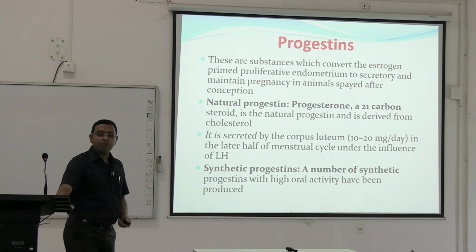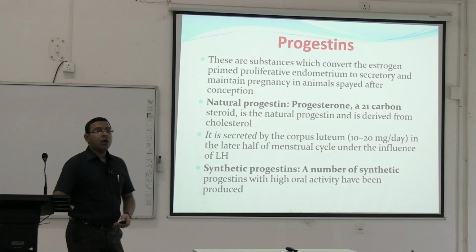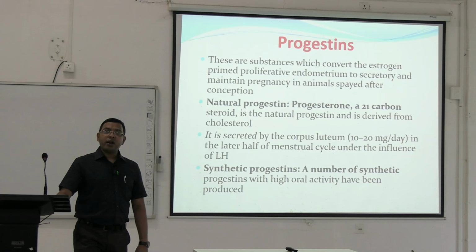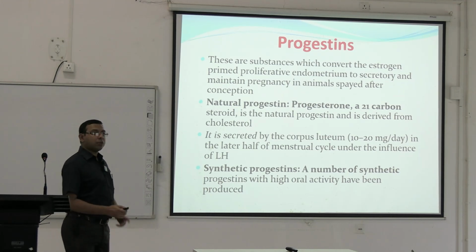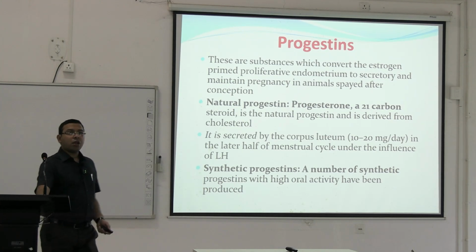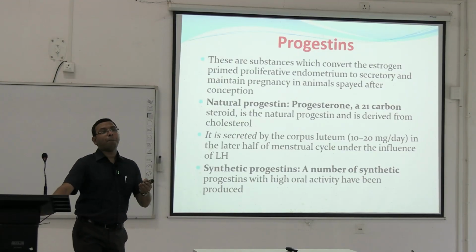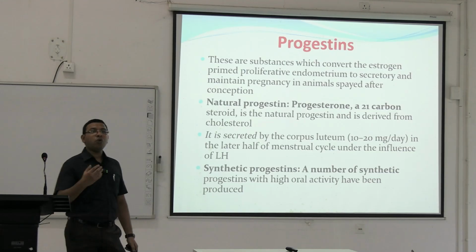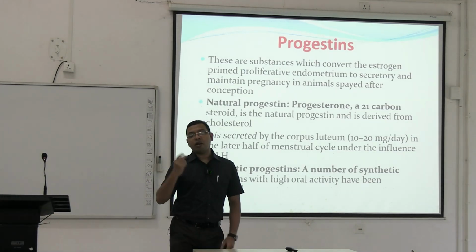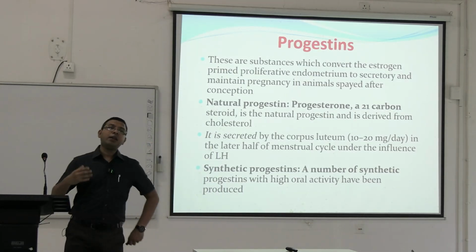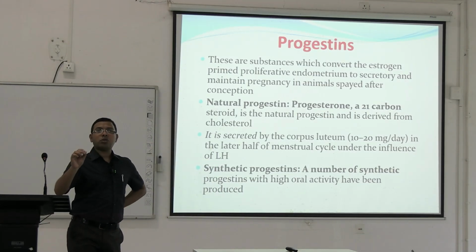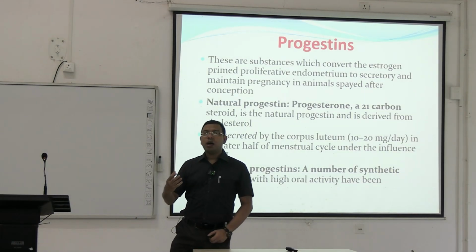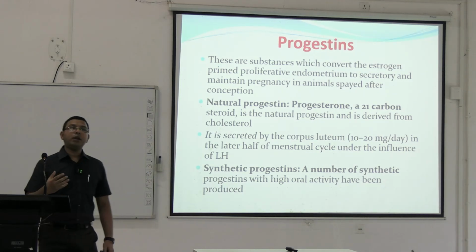So the natural progestin I have discussed is a 21 carbon steroidal hormone secreted from the corpus luteum in the range of 10 to 20 milligram per day. Progesterone is secreted in minute amounts in males also, approximately 5 milligram per day. Synthetic progestins are synthetic compounds like progesterone, with high oral activity, because natural progesterone is basically degraded in the stomach. So if we have to give natural progesterone, it is to be given by the intramuscular or intravenous route. But the synthetic progestins are made so that the oral bioavailability will be more.